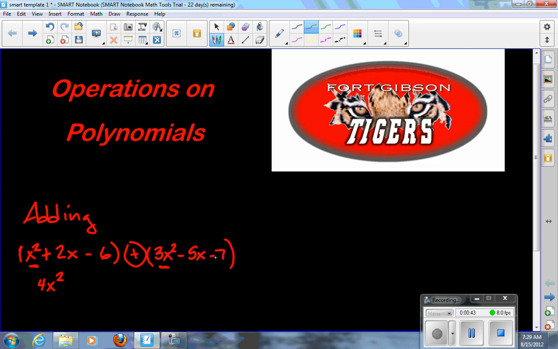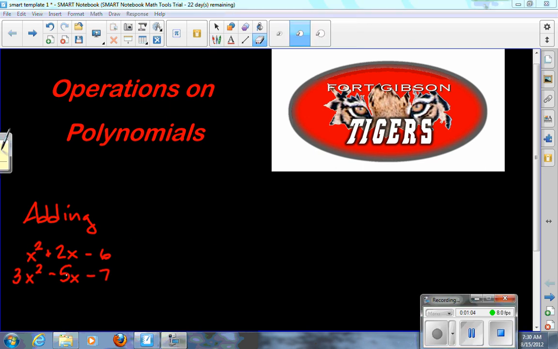That's a positive 2x and a negative 5x. When we add those together, we get negative 3x. Move on to these. Negative 6 plus negative 7 is negative 13. So that's one way to do adding polynomials. Let me show you another way.